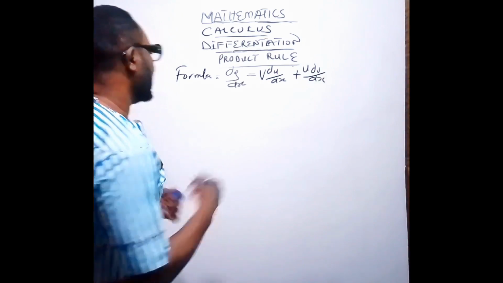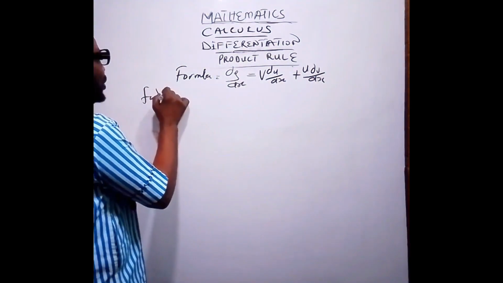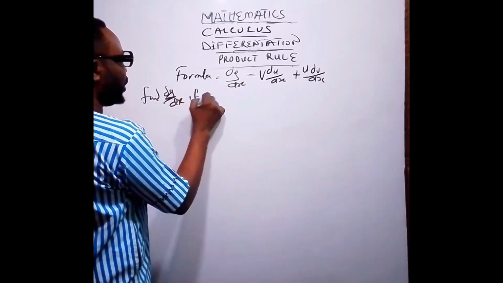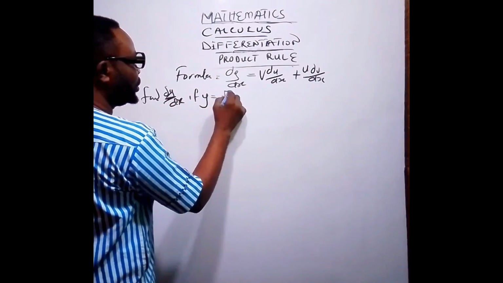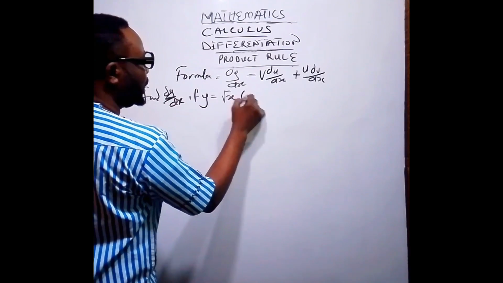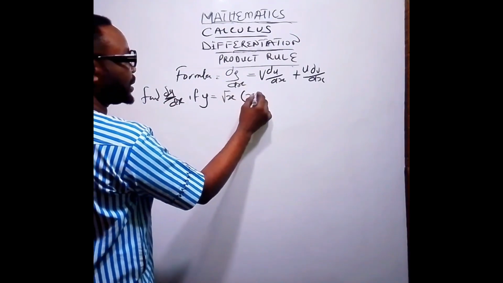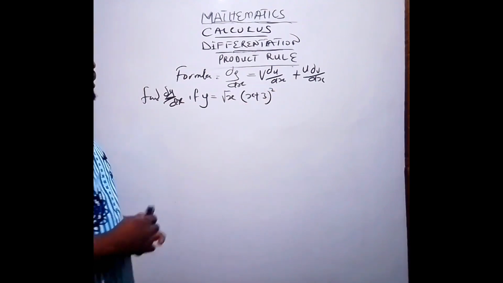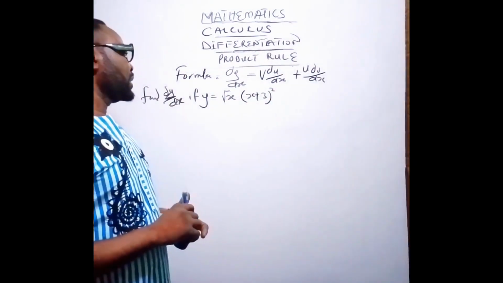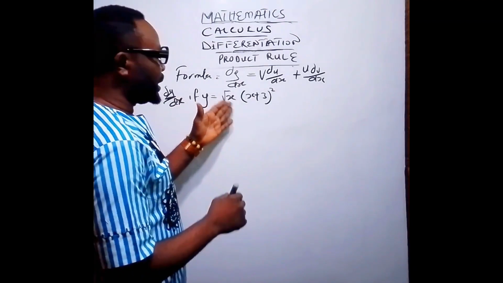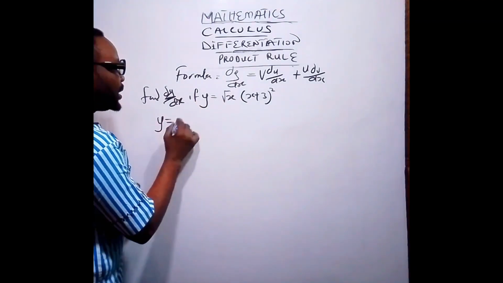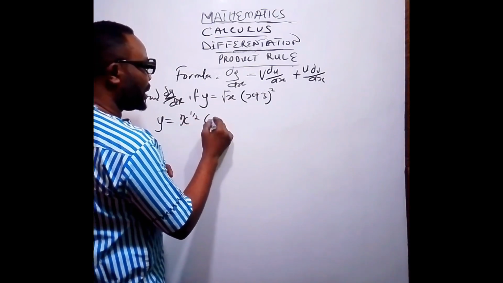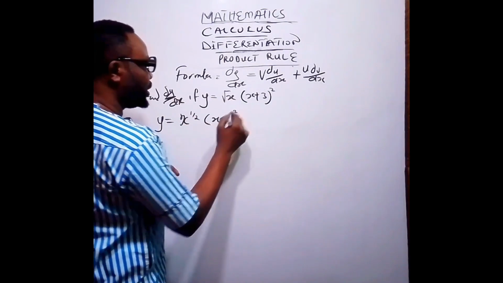Now, I have a question here. The question says, find dy/dx if y is equal to root x into bracket x plus 3, all squared. You will discover that this root x can also mean y is equal to x raised to the power of half, multiplied by (x plus 3) squared.